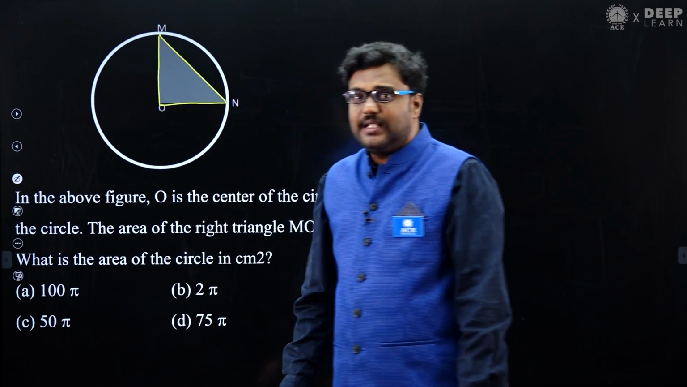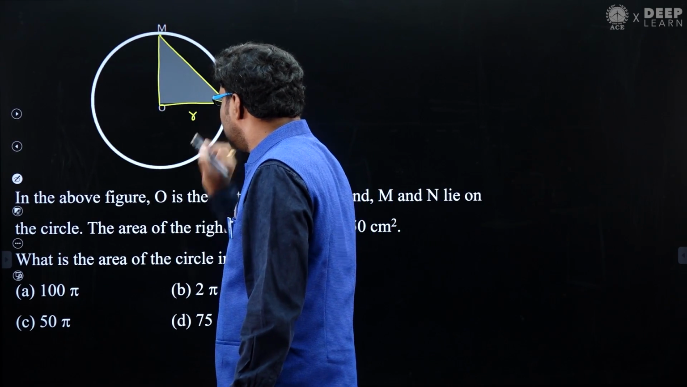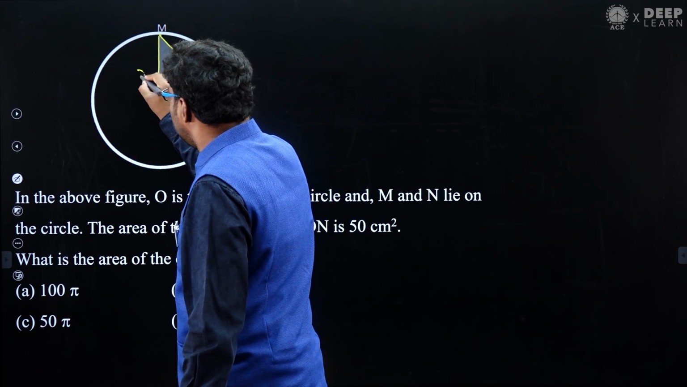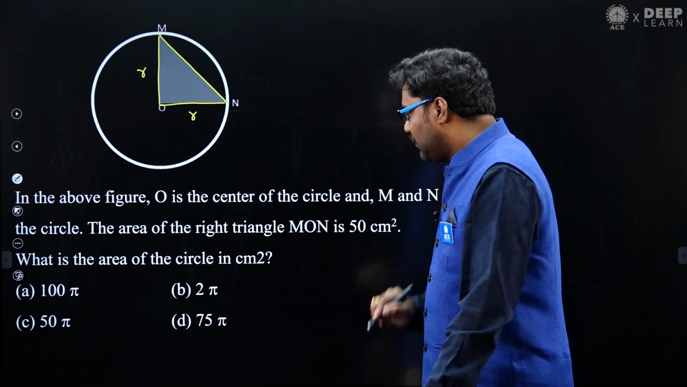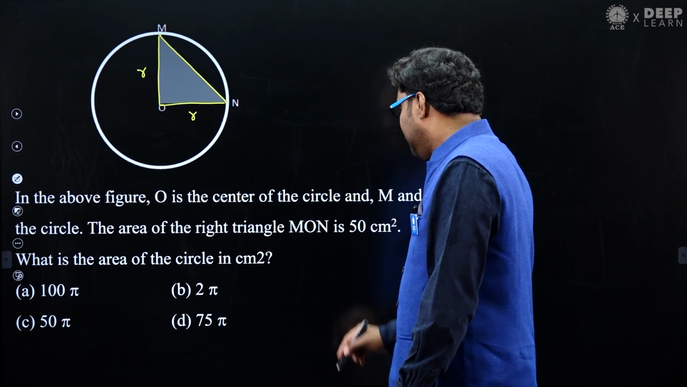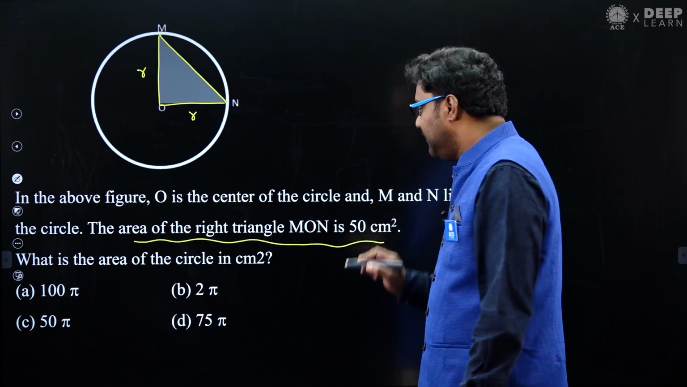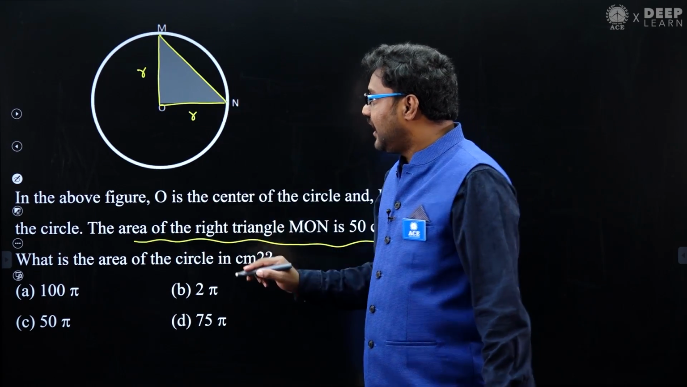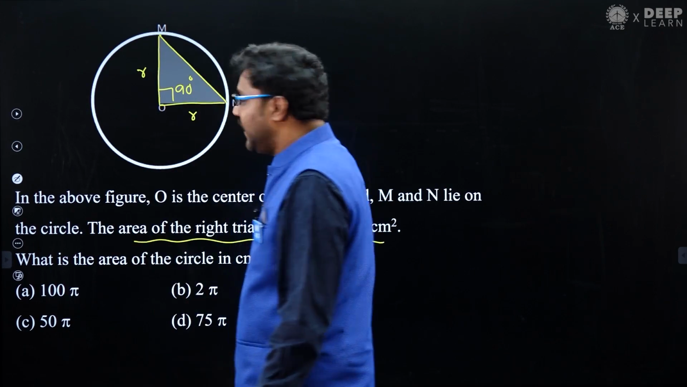Okay, so guys, for the triangle, the base is radius, and the height is also radius, right? Base is radius, height is radius. Now the question mentions that the area of the right angle triangle is 50 centimeters square. This is a right angle triangle, and this area is 50 centimeters square.